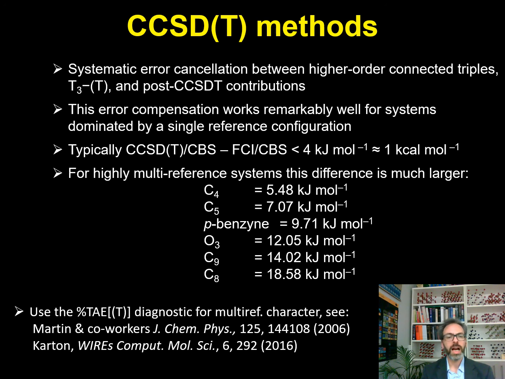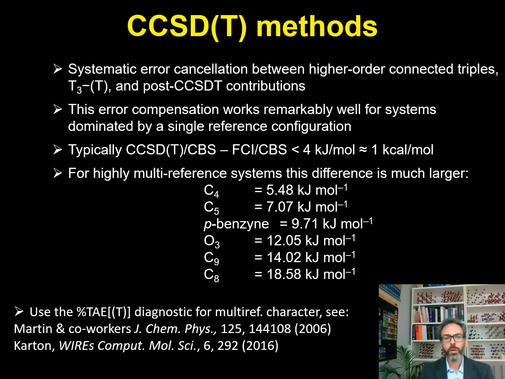limit. However, for multi-reference systems, we have to be very careful when we apply the CCSD(T) method or any composite ab initio method that is based on the CCSD(T) method and does not go beyond that. So here, for example, we see errors for highly multi-reference systems that result from the neglect of terms beyond CCSD(T). We can see that these errors can reach up to 20 kilojoules per mole for highly multi-reference systems.